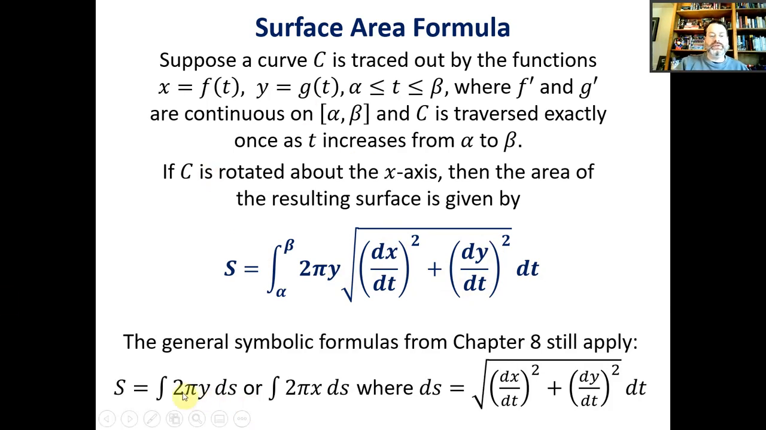And we can still use the general symbolic formulas that we saw in chapter 8. And that's how we want to do this. So we're going to compute this part first, then plug it into this formula. If not, you just have these like monster formulas. We really don't want that. We want to keep these problems more manageable as we're working through them.